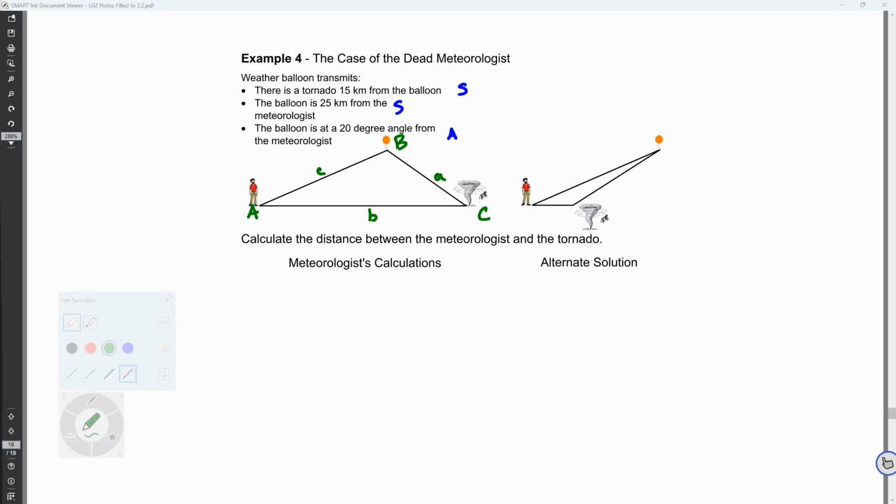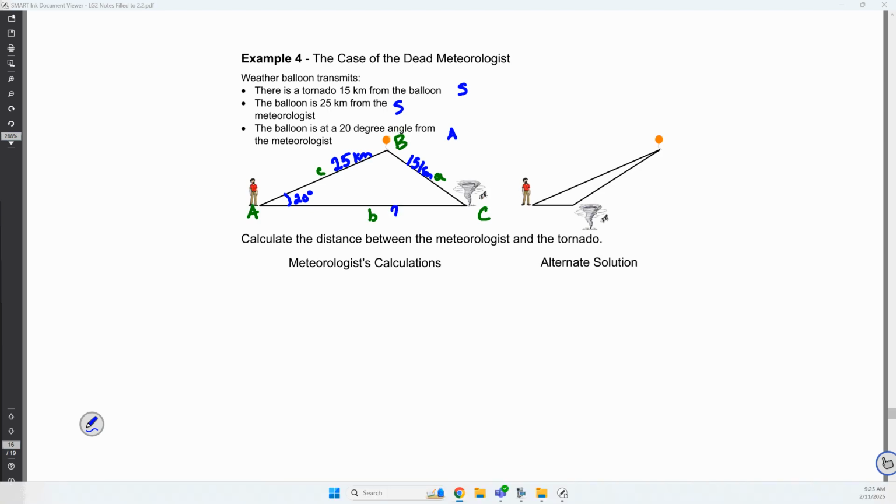If I fill this out, I know my meteorologist is at a 20-degree angle from here to the balloon. I know that side length C is 25 kilometers, and I know that the tornado is 15 kilometers from the balloon. What is this asking for? Calculate the distance between the meteorologist and the tornado. So it's asking for side length B here.